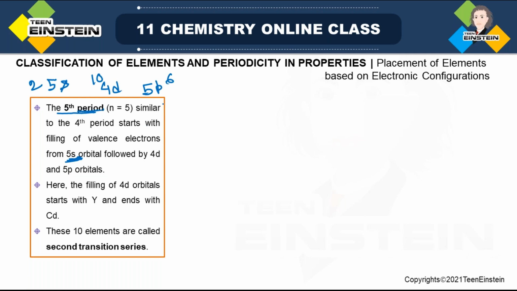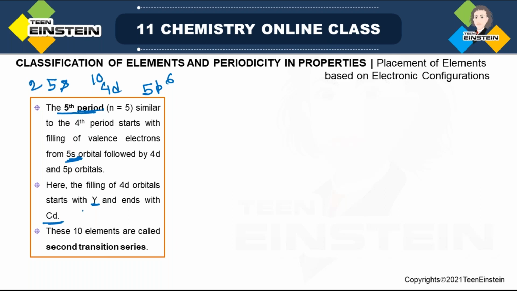And just like 3D, which you have seen starting from scandium up to Zn, here it starts from yttrium and ends at cadmium. Now these 10 elements, just like the previous 3D elements we named the first transition series, the name will now be second transition series. So 2 plus 10 plus 6, total 18 electrons we can have. That is 18 elements, because we can place a maximum of 18 electrons.